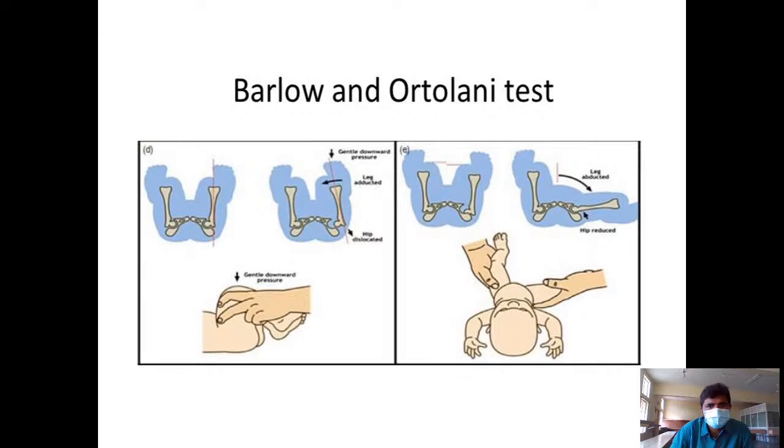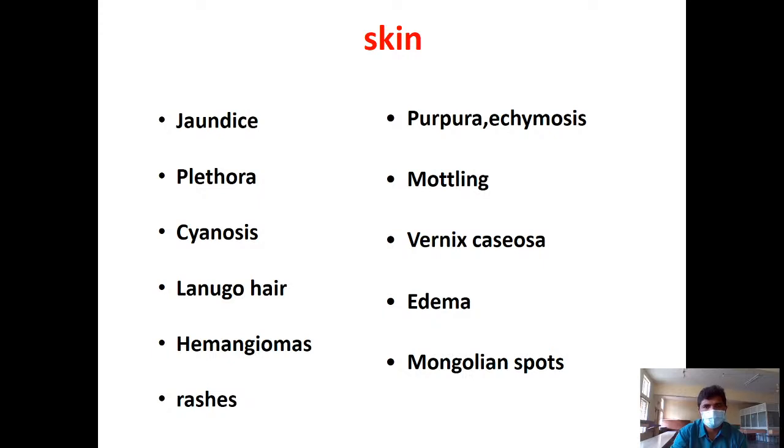Then Barlow's and Ortolani's tests. In Barlow's test, you dislocate the hip by adducting it with gentle downward pressure. You flex the hip joint as well as the knee joint, and you adduct the hip joint while gently giving a downward push so that the dislocatable joint gets dislocated and you can hear a clunk. That is Barlow's test. In Ortolani's test, you relocate the dislocated joint by abducting and applying a forward movement, so that the dislocated hip gets relocated and again you can hear a clunk. These are Barlow's and Ortolani's tests for developmental dysplasia of hip.